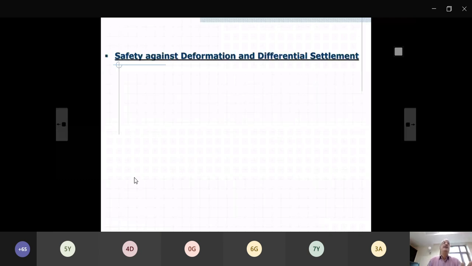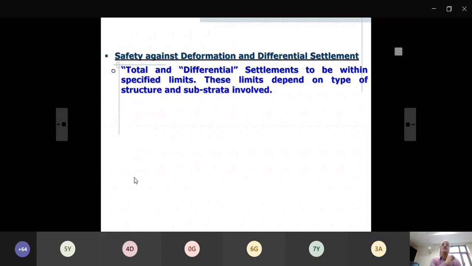Okay. And probably this last slide we'll take and then we'll start tomorrow. First part, against bearing capacity failure or shear failure, the classical shear failure demonstrated by Terzaghi. And then safety against deformation and differential settlement. For that, whatever code says, the total and differential settlements to be within specified limit, and these limits depend on type of structure and substrate.